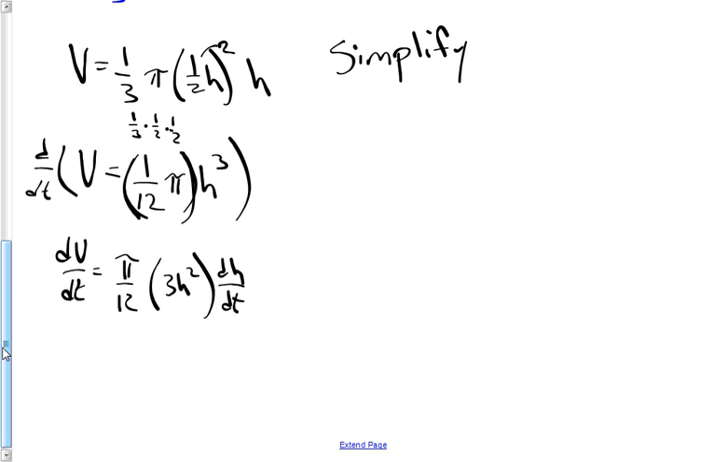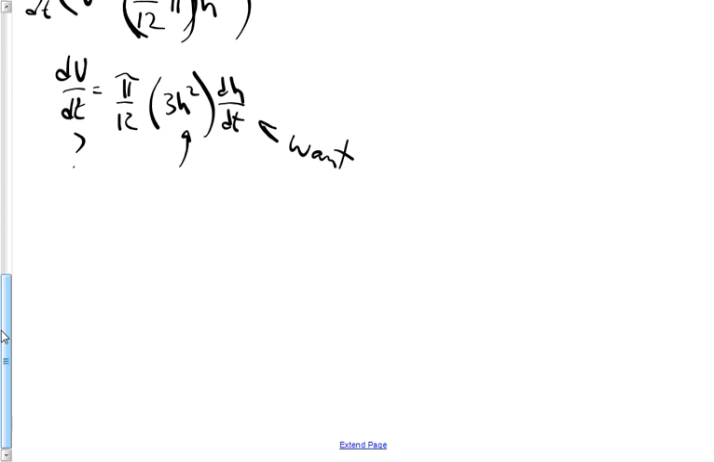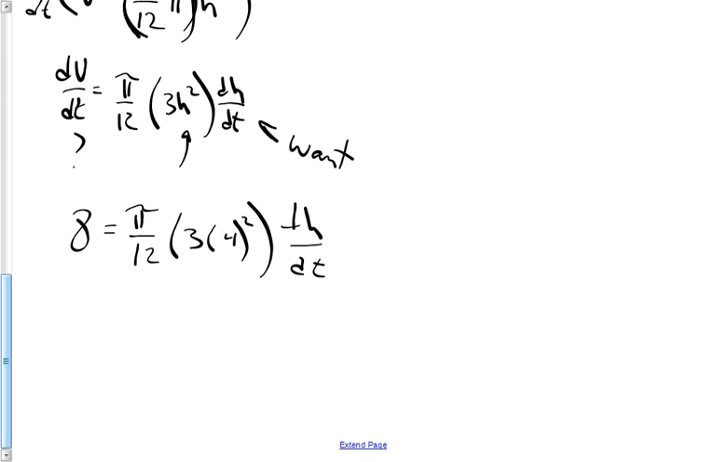Again, once I've done the derivative, I like to double check. Am I trying to find dV/dt or dh/dt? dh/dt, this is what I want. And I like to do a mental check. Do I know this one? Do I know dV/dt? Yep, they gave it to me. Do I know h? Yep, they gave it to me. We're in good shape for solving now. Okay? So dV/dt, was that 8 again? I feel like that was 8, two problems in a row. So this is 8 equals pi over 12 times 3h squared dh/dt.